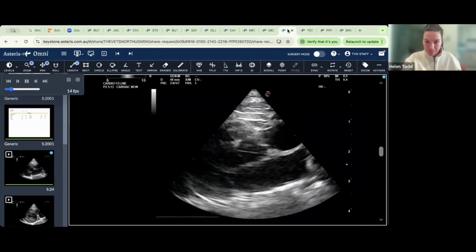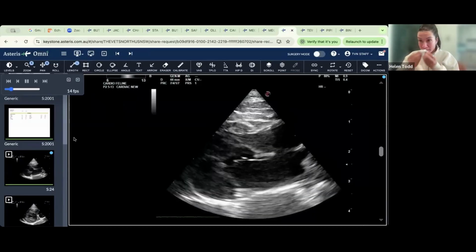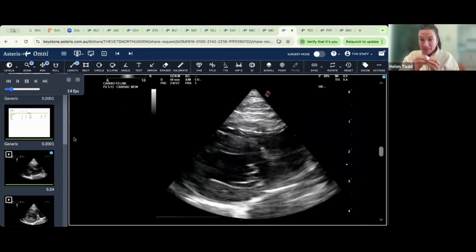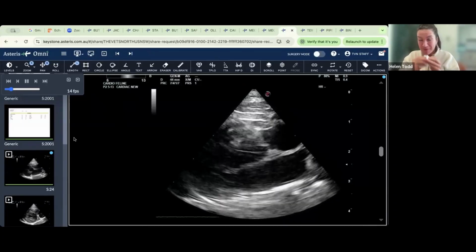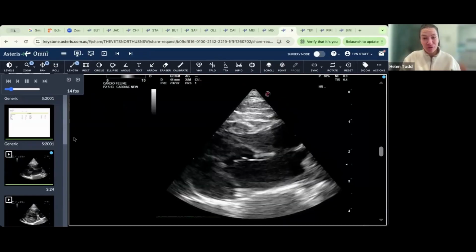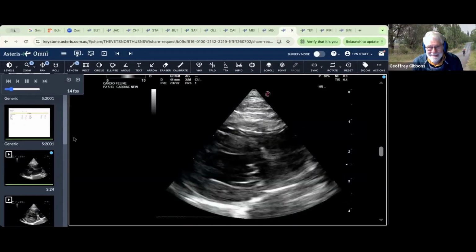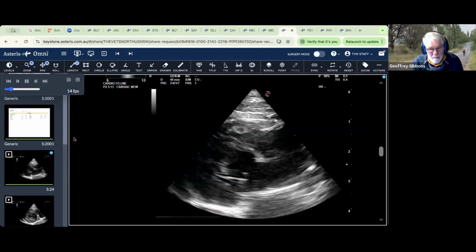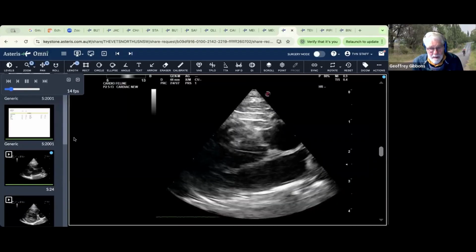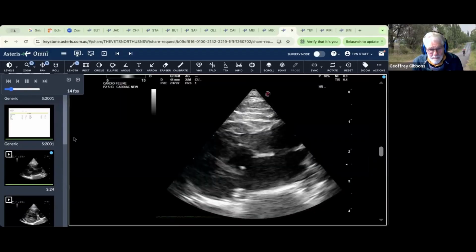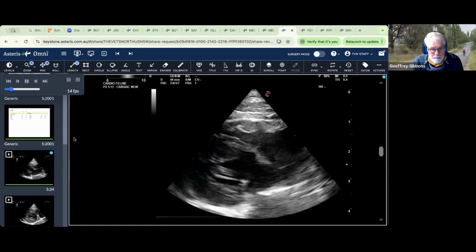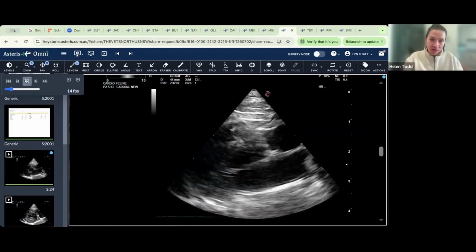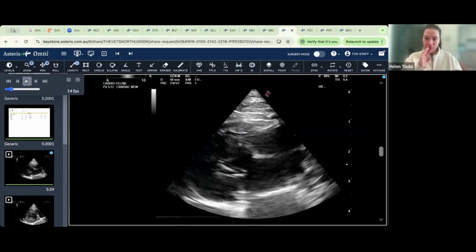Okay, beautiful. This is also a cat. I know this isn't the clearest video, but that's the reality of echoing. Sometimes your videos look awful. It's really hard to make that out. So if I can't really make it out, I try and just go back to first principles. I'm just going to freeze this cine loop.